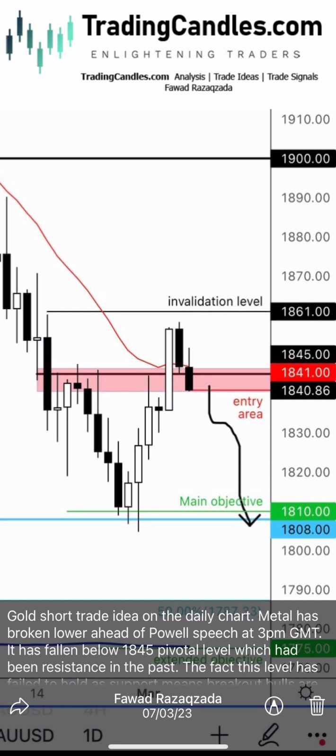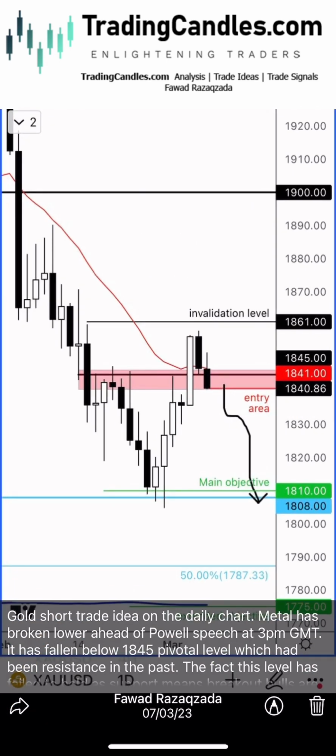It didn't, right? It went back below, suggesting that the people who bought gold were trapped. So that's why we went short. Simple as that. And the target was 1810. I chose that level because 1808 is a key level of support, isn't it?